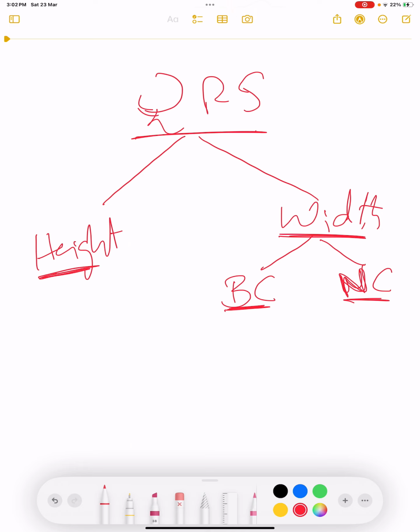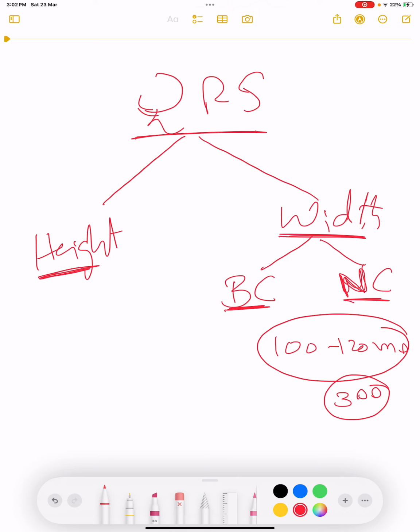So the cutoff of a broad and narrow complex is 100 to 120 milliseconds or 3 small squares. Whenever a QRS complex is more than 100 milliseconds, almost 2.5 small squares, then we usually label it as a sort of broad complex rhythm. But in some people it can be even wider, up to 120 milliseconds. So 120 is an absolute cutoff of the width of QRS complex.